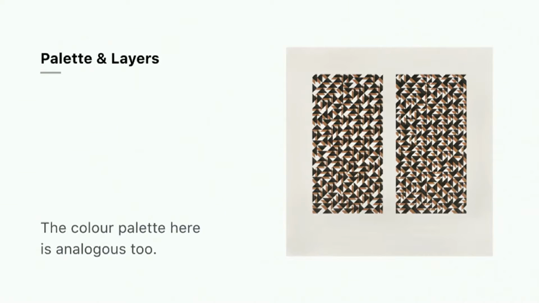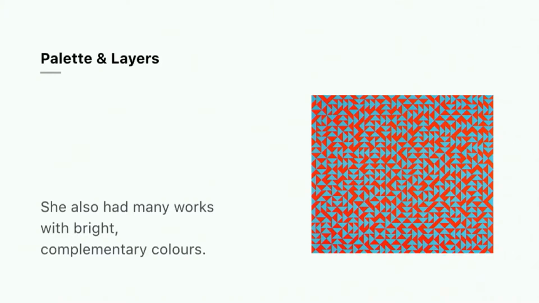Now let's get into the palette of the piece. You can see here that it's fairly simple and analogous. But if you look at her larger body of work, you'll see some really vibrant pieces here too. So really bright red and blue right up against each other. Now with that knowledge, we'll create two palettes, analogous and complementary. And complementary here means that the hues are 180 degrees away from one another on the color wheel.